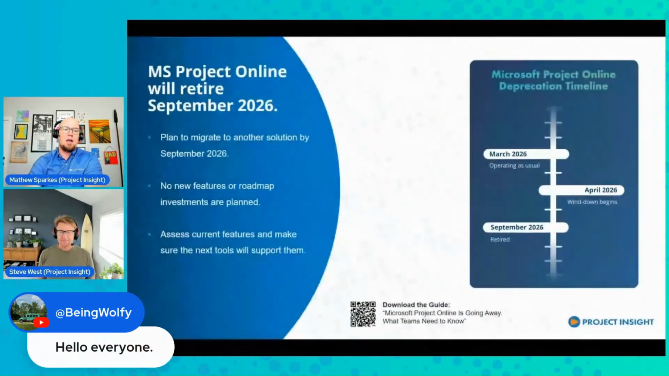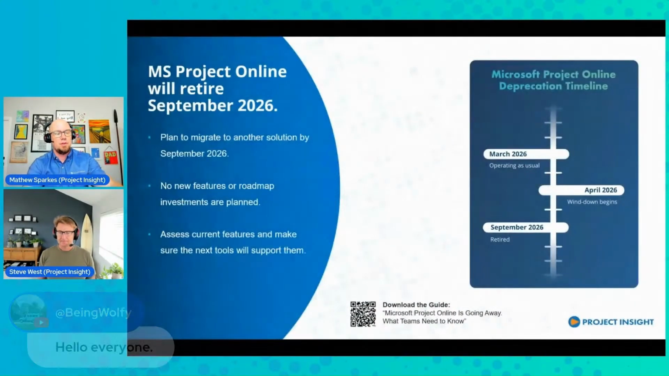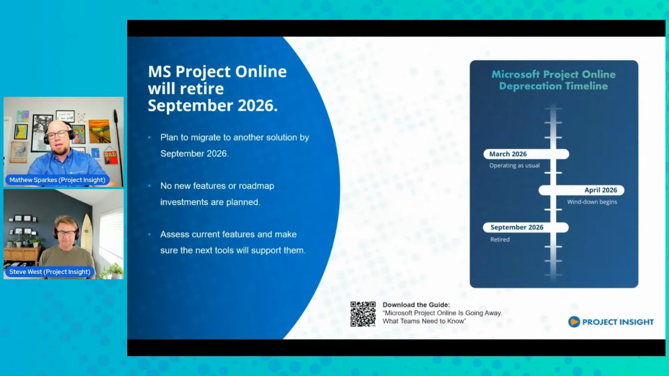First and foremost, we want to talk about what is happening and make sure that everybody understands the timelines. Here we are today in March of 2026, and we are able to operate as usual. Next month, our wind down of MS Project Online is slated to begin, with full retirement in September or a little bit later this year.